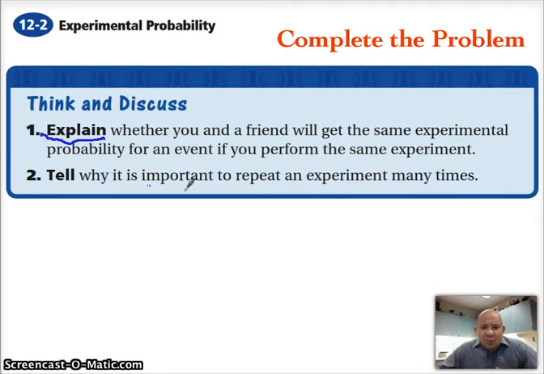Number 2 is tell why it's important to repeat an experiment many times. Why don't we just stop at 2 flips of a coin? Why is 10 flips better? Why is 20 flips even better? Why is 100 flips better than all those?